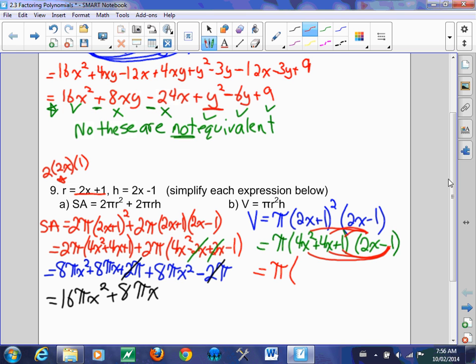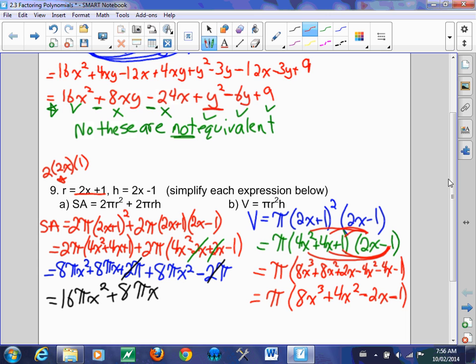So taking a look at this, ladies and gentlemen, I'm going to have 8x cubed plus 8x squared plus 2x minus 4x squared minus 4x minus 1. All right, then I'm going to simplify within my bracket, because I've got to collect some like terms. So I've got 8x cubed plus 4x squared minus 2x. Collect that and subtract 1.